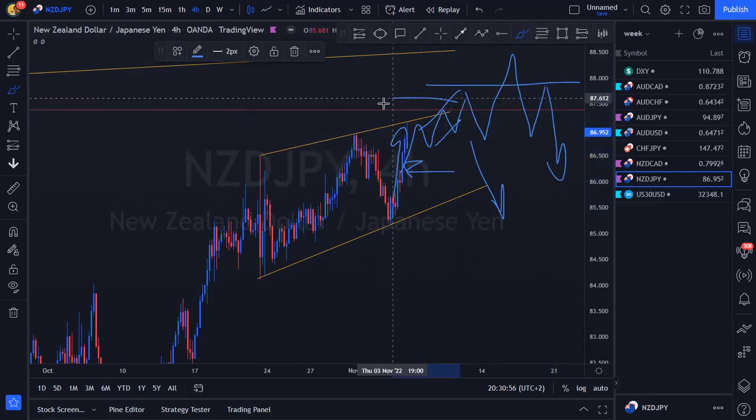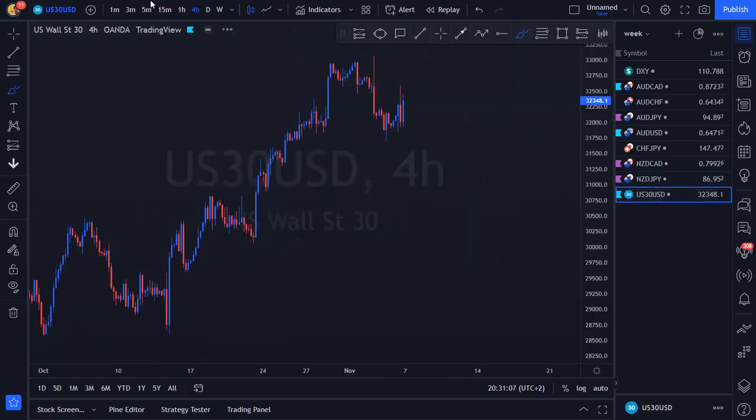So we're in the area where we want it to be. Our focus is just on finding a chart pattern so that we can do the things to be done. So New Zealand dollar yen, we're looking to sell. It's right where we want to sell it. Let's go on to US30.